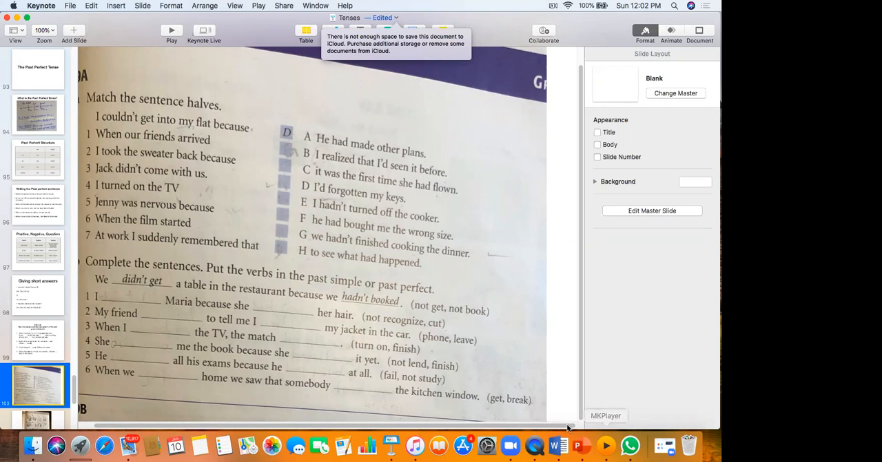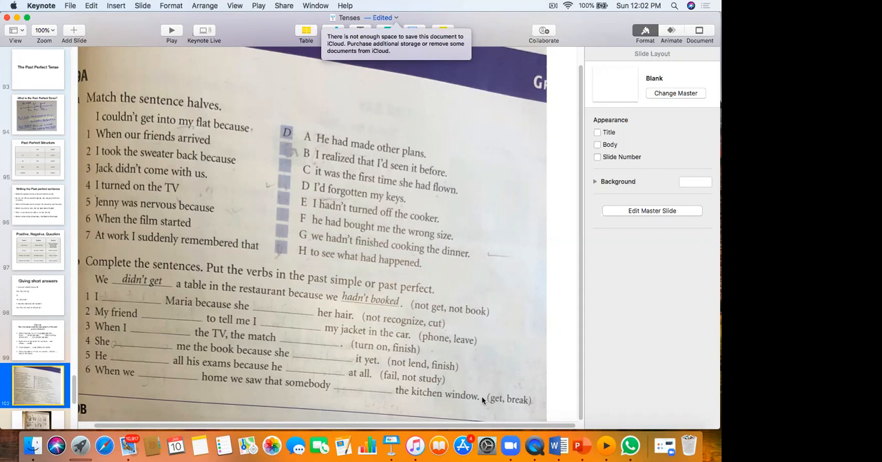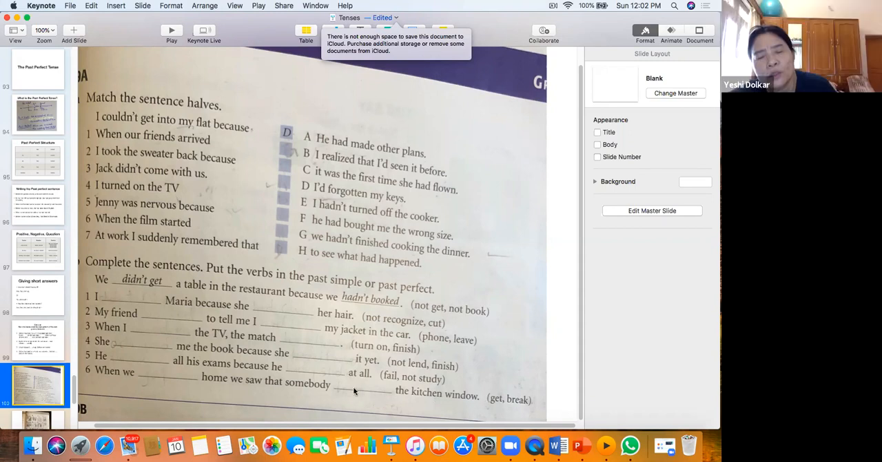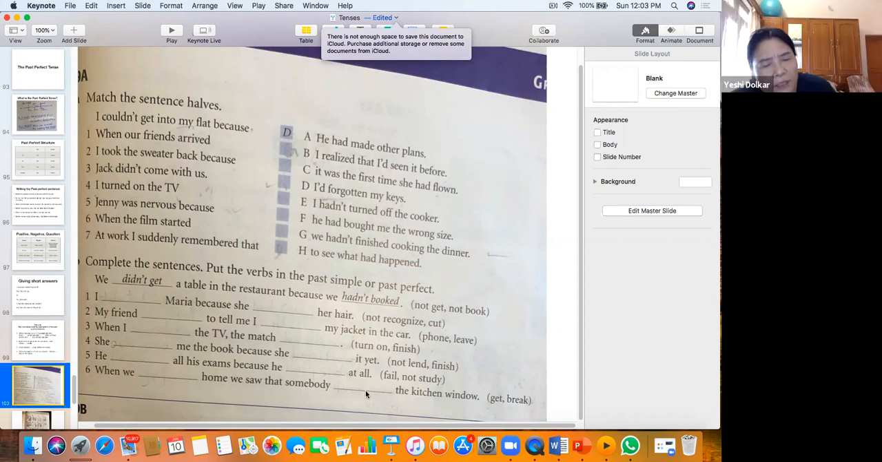When we got home, we saw that somebody had broken the kitchen window. What is the third form of break? Somebody had broken the kitchen window. So when we got home, we saw that somebody had broken the kitchen window. Why had broken? Because it's past perfect. Of course it's past perfect, but why do you use past perfect over here?